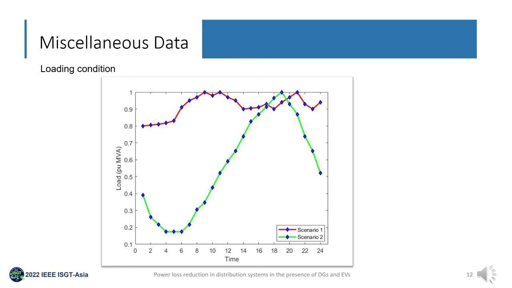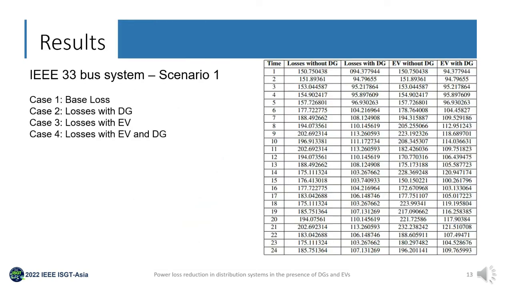So we have used two scenarios with varying loading conditions, and we are going to test upon these two scenarios separately for both 33 bus system and 69 bus system. The slide talks about the result. So first we are going to look upon the IEEE 33 bus system scenario 1.